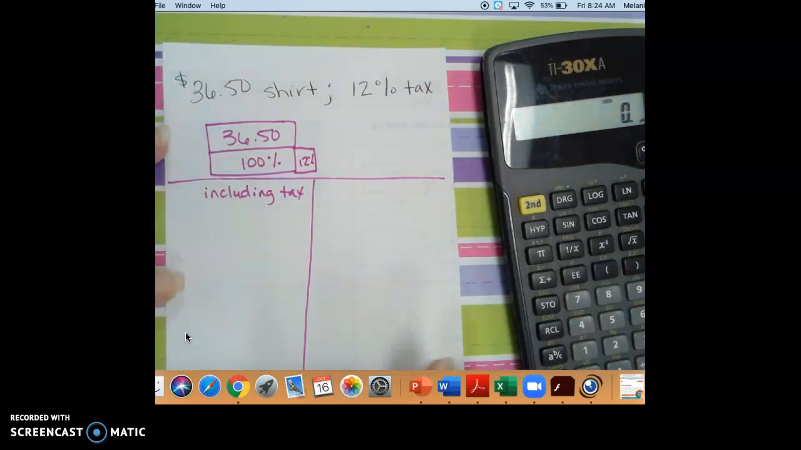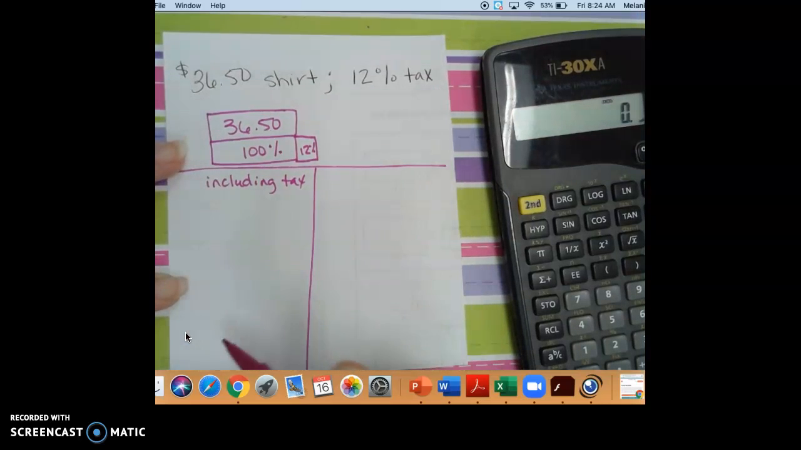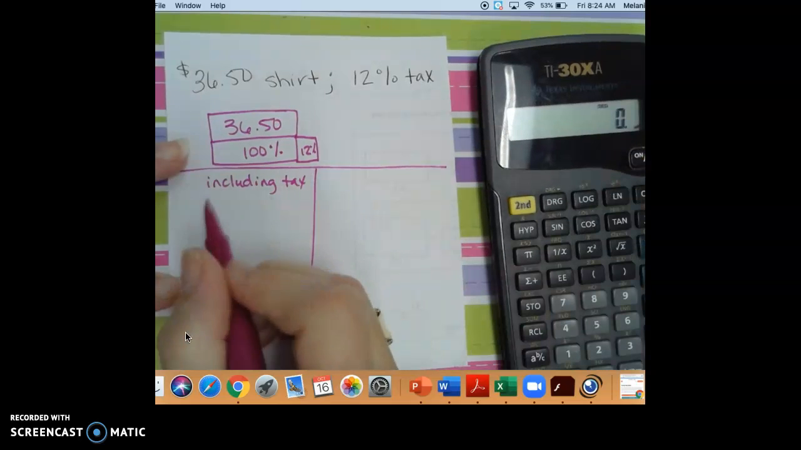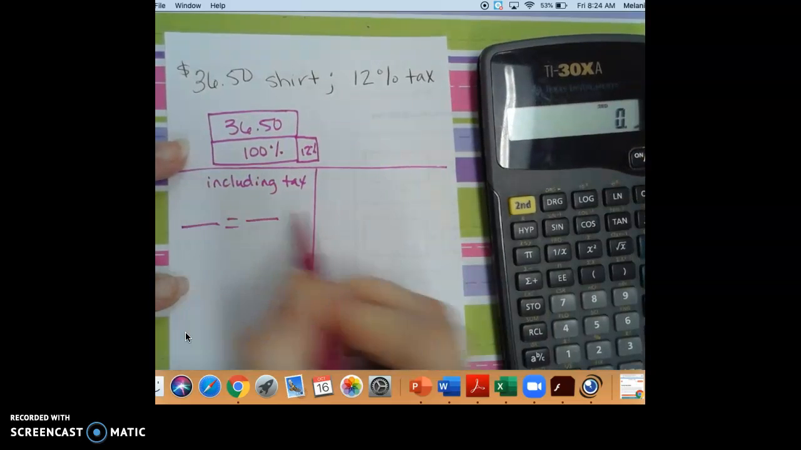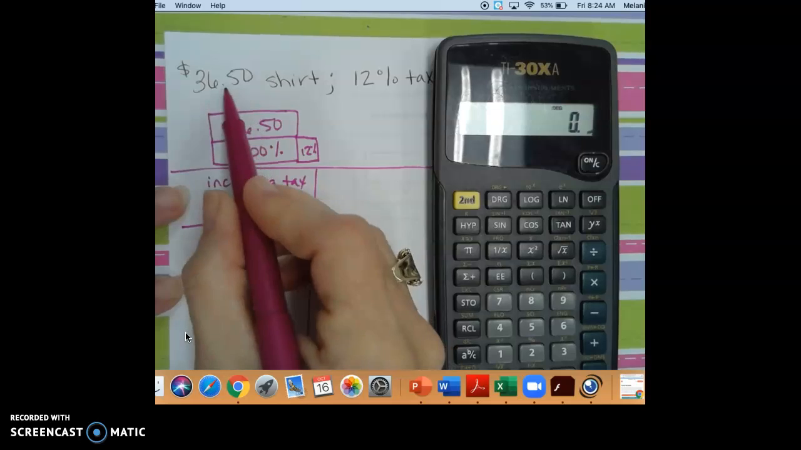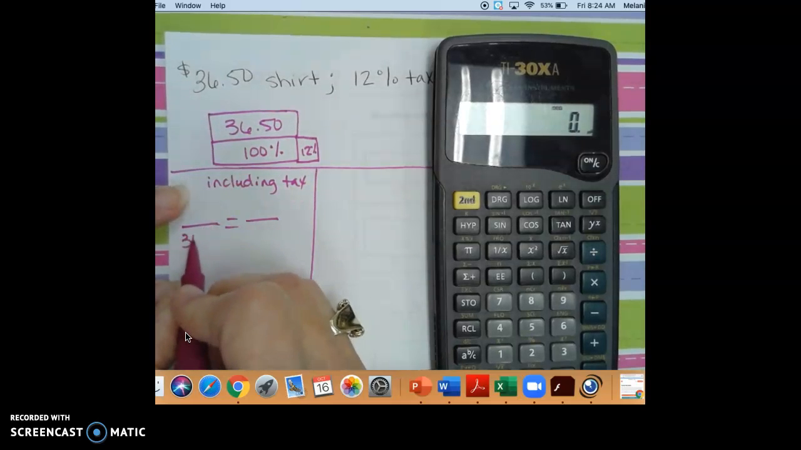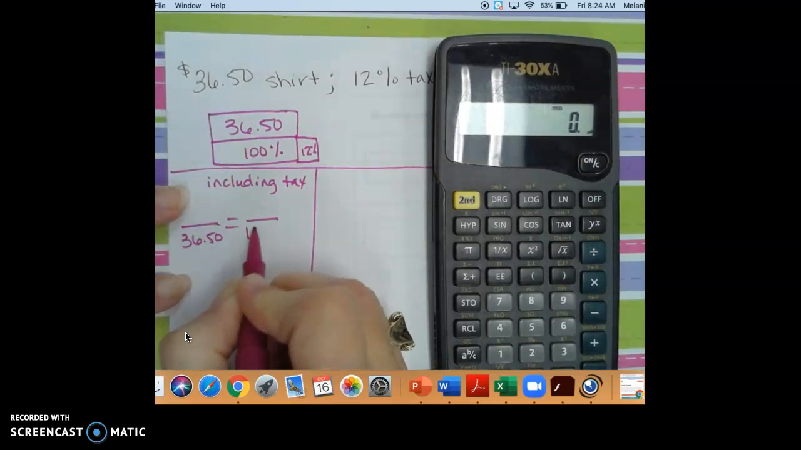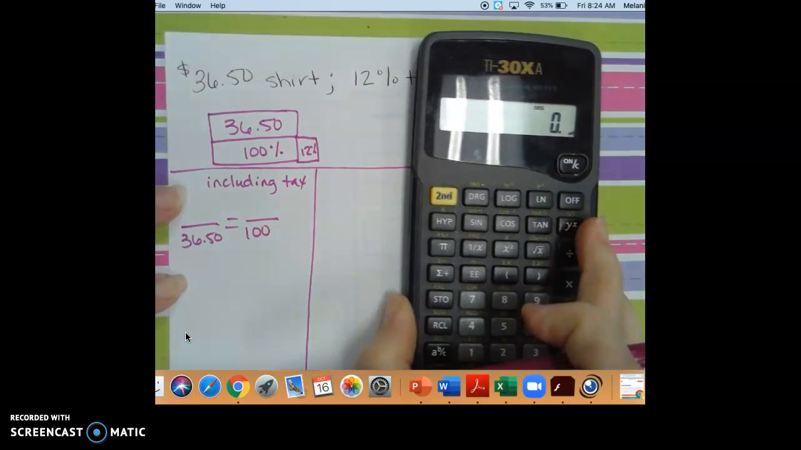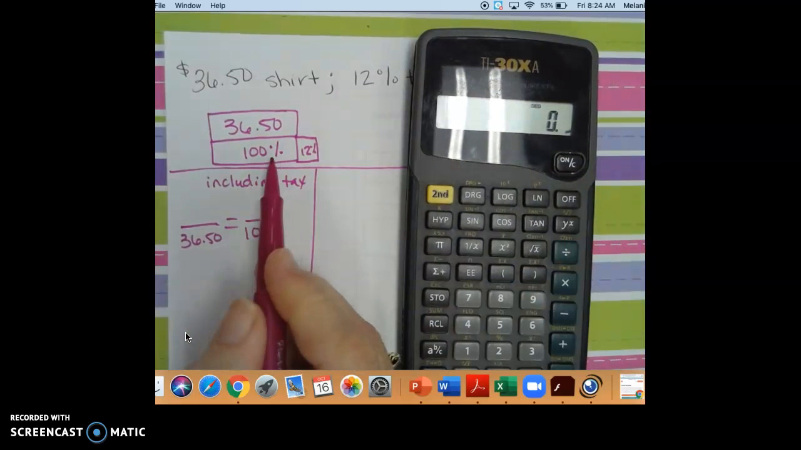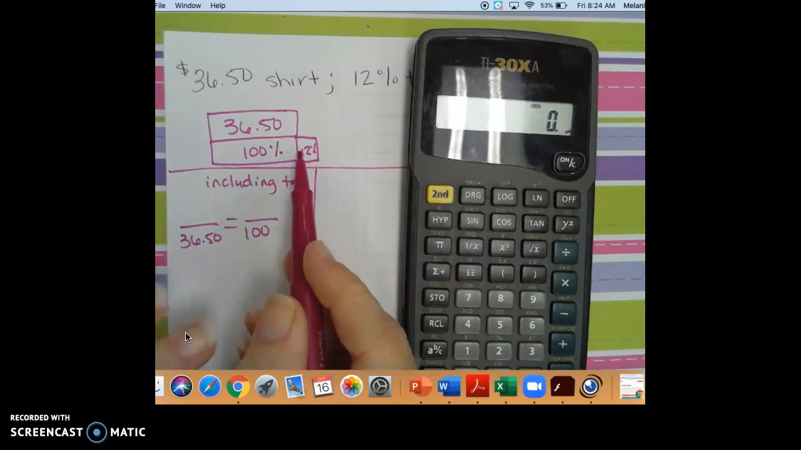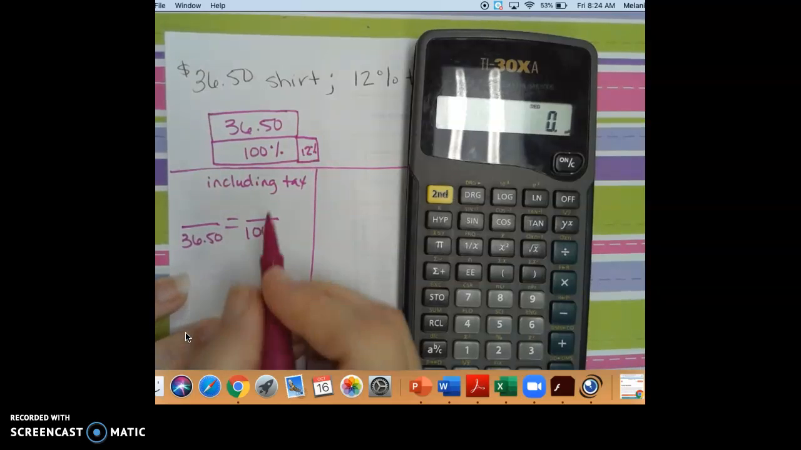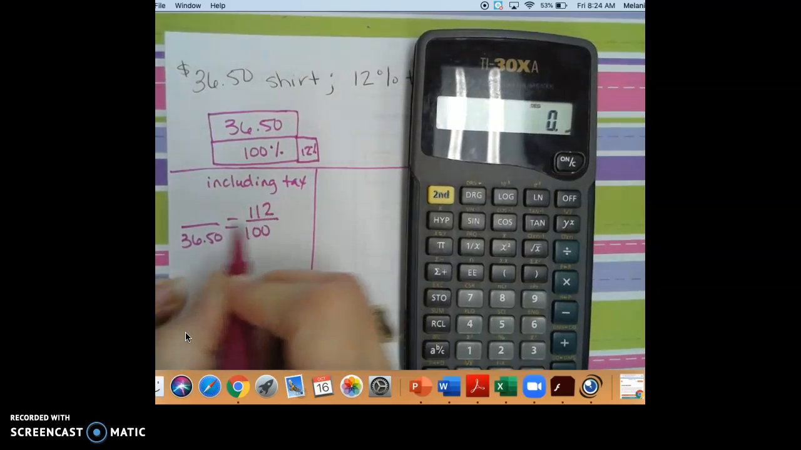Including tax. So when we check out at the cash register, how much is the total bill going to be? So the actual shirt, the $36.50, is 100%. That's full price. Now, including tax means we're going to pay 100% plus 12%, which means we're going to pay 112.